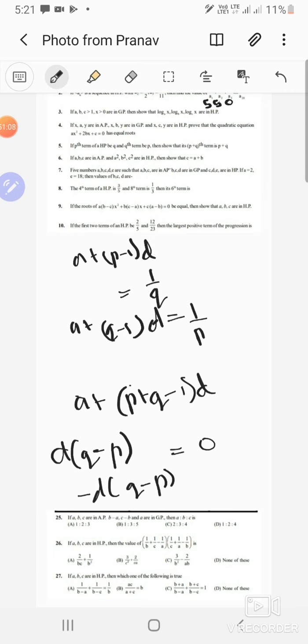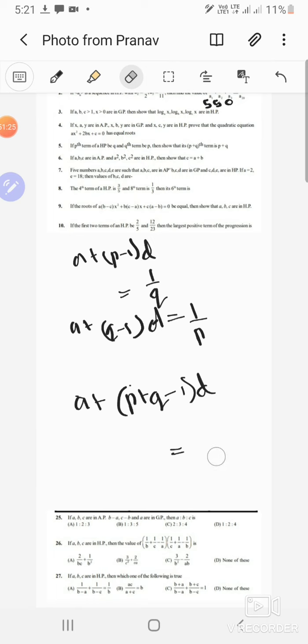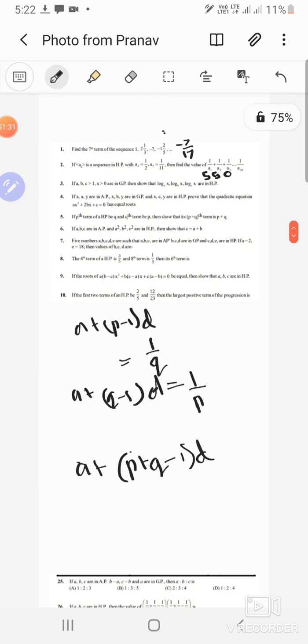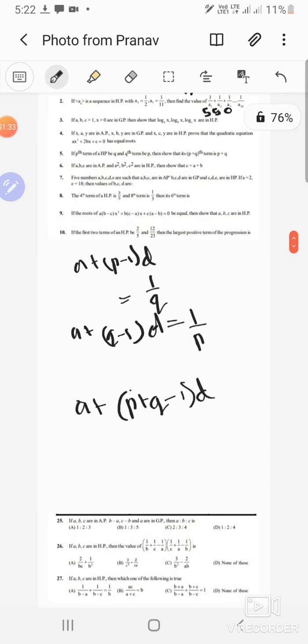That should be equal to 0, but because we are assuming that q is not equal to p, that means that a is equal to d, because q minus p is not 0, so a minus d has to be 0. Okay, so either q equals p or a equals d. I'm going to go with the other one, which is a equals d. Then this is going to be pretty easy.